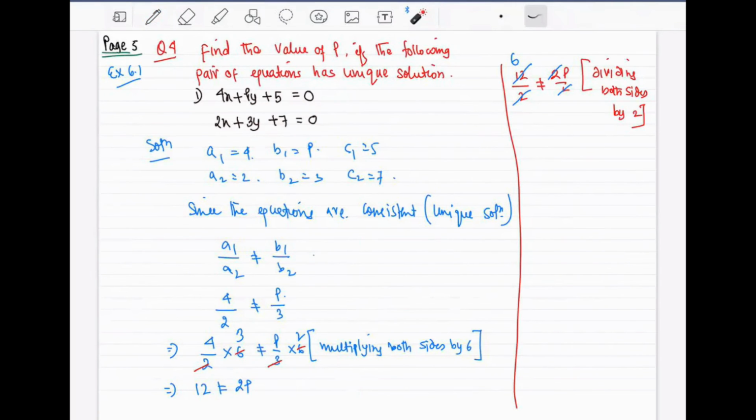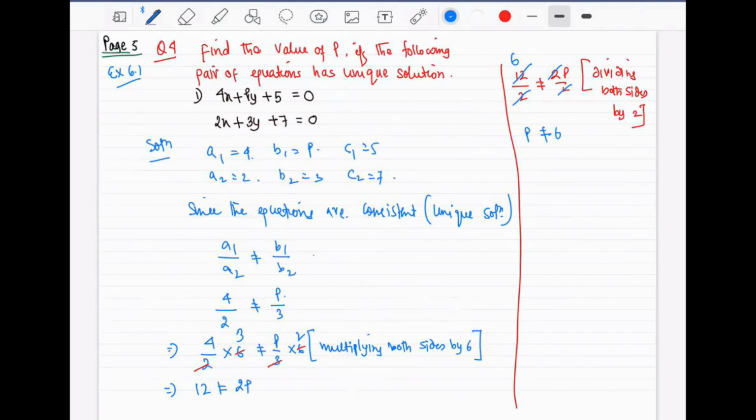What is left here after cancellation? We have got 6 on the left hand side and p on the right hand side. You just exchange the sides, we will have p does not equal to 6. Okay, write it down there. p does not equal to 6.